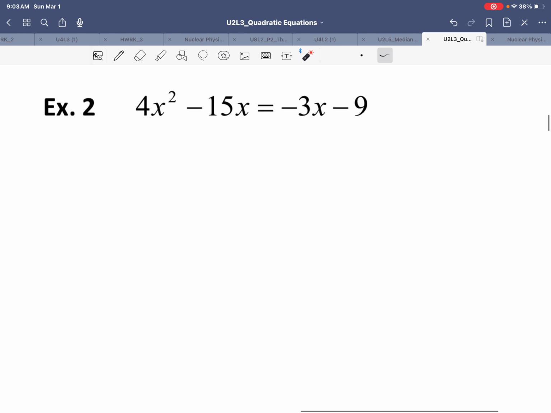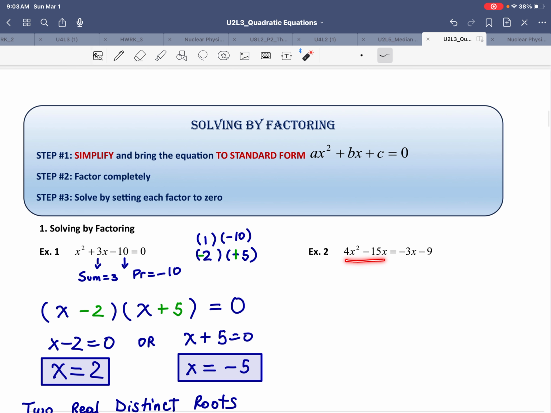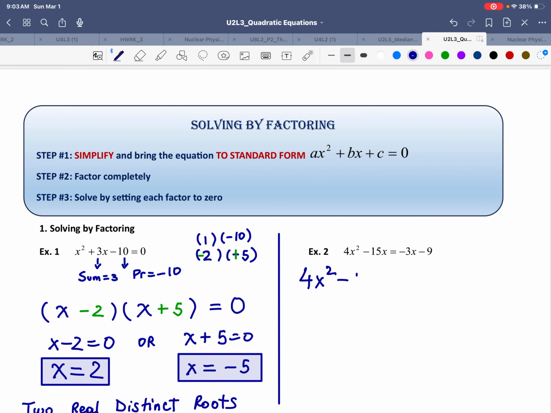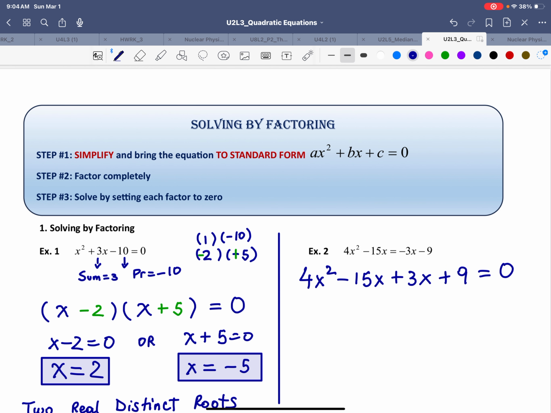Let's take a look at another equation. So step number 1, we have to simplify the equation and bring it to standard form, ax squared plus bx plus c equals 0. And it seems that here we have to do a little bit of work for it. Now, we're going to say that 4x squared is already on the left side. Negative 15x is also on the left side. Now negative 3x will come to the left side, become a positive, and negative 9 will become a positive as well. On the right side, we're going to leave 0 only.